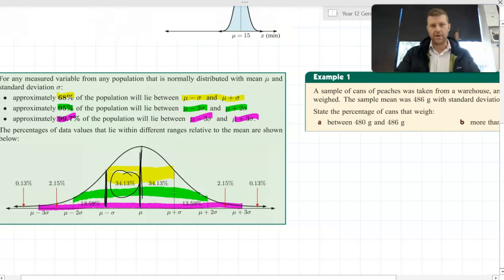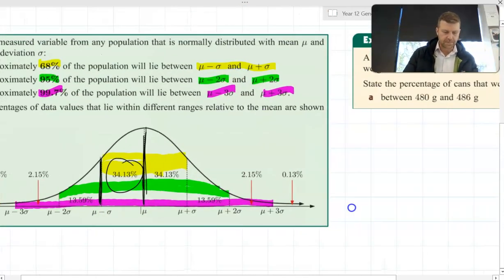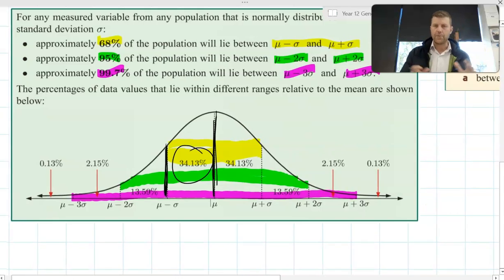So you can break it up further like that. If you use this graph here, you can basically work out approximately what percentage of data falls between certain ranges, given a mean and a standard deviation value.